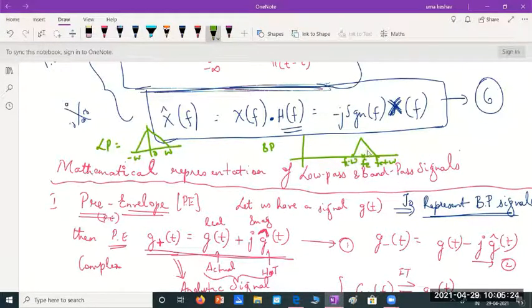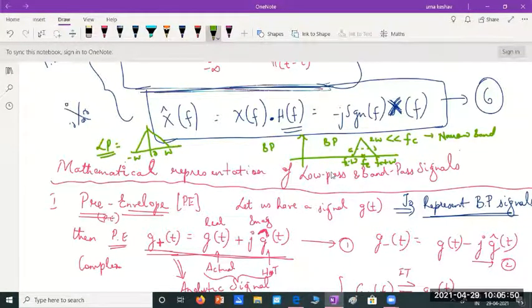If the bandwidth of this signal, which is 2 times W, is much less than the center frequency, which is the carrier frequency of the signal, then we call it a narrow band signal. This is a narrow band signal. Overall, this represents a band pass signal, and this represents a low pass signal.